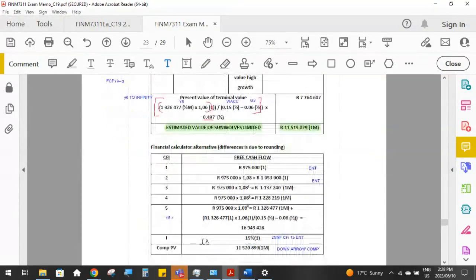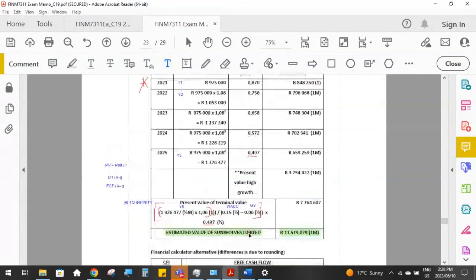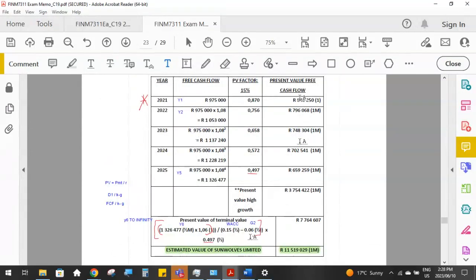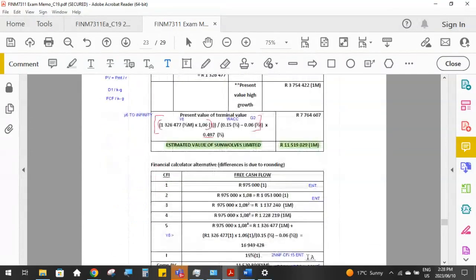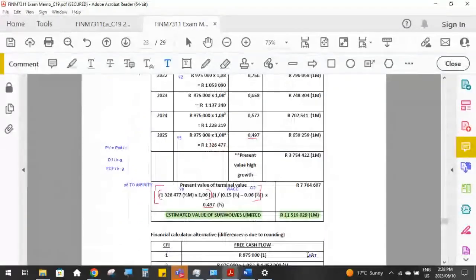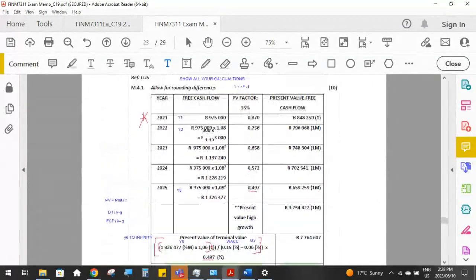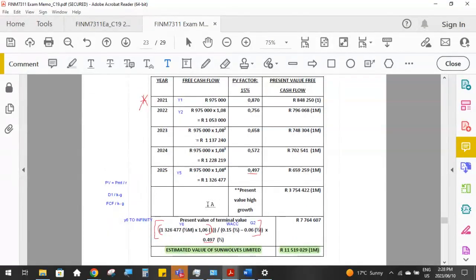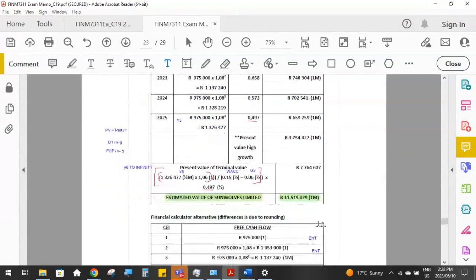Okay, so this obviously saves you calculation time, but not really in this question, because you still have to calculate each of these different cash flow amounts. Remember, this is what we're entering. These are the amounts here, 975, 1053, 1137. These are the amounts that we are entering into the computer. And then we are entering in the 15% and then calculating this total present value at the end of the day.